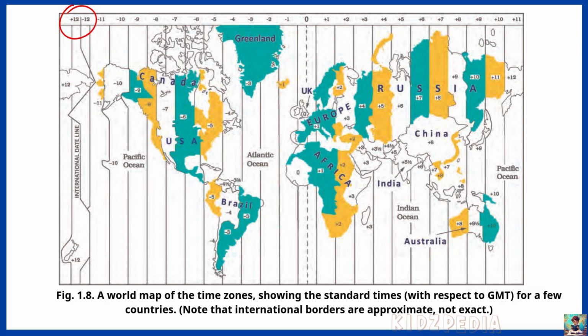The date line bends around some countries and islands so that they don't have two different days. Remember, eastward means subtract one day, westward means add one day.